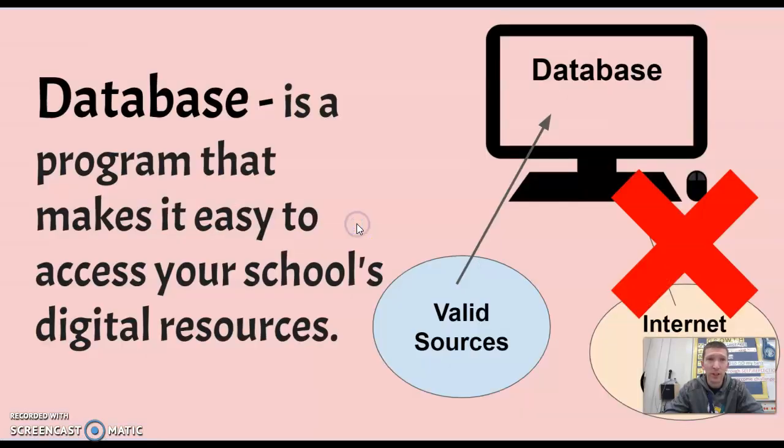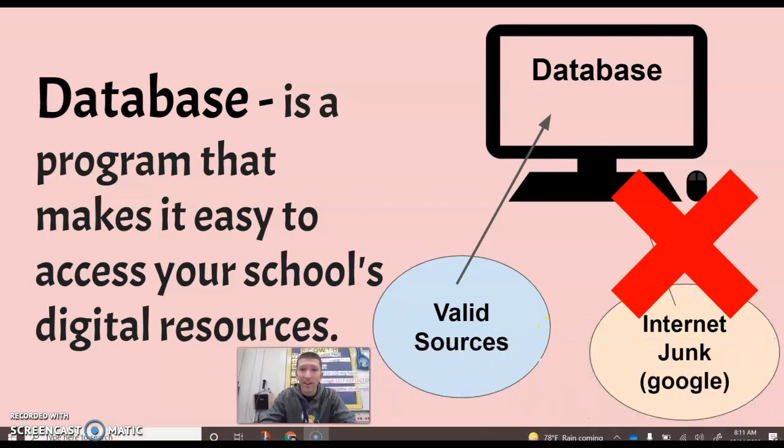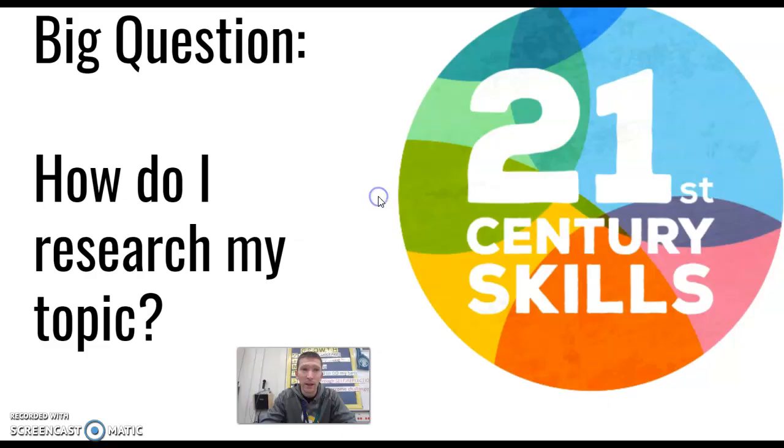So quick vocab check, database. So that's one of the things you're going to be doing today, is we're going to be looking for valid sources. And so internet junk such as Google, it doesn't necessarily mean it's reliable and you don't know where it's coming from. And so there are published sources that are considered valid, and that's going to be through a database. And so that's what I'm going to go through today.